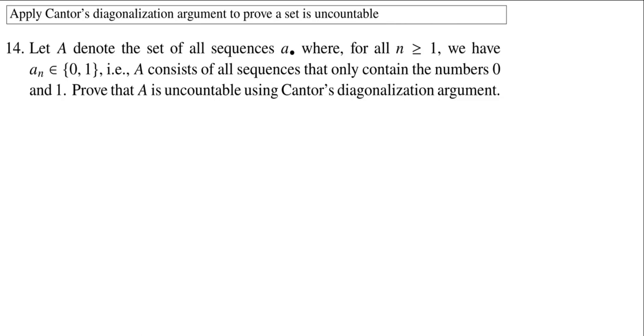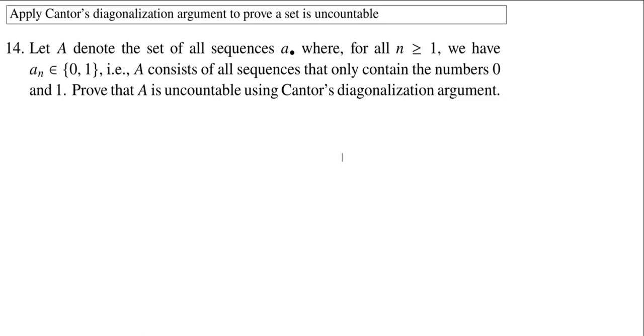Okay, we move on to our next standard, which is applying Cantor's diagonalization argument to prove a set is uncountable. So in problem 14, we're given a set A, which is the set of all sequences a dot, where for all n at least 1, we have that a_n is in {0, 1}. So these are sequences of numbers that only contain zeros and ones. Okay, fair enough. And we want to show that this set A of all such sequences is uncountable.